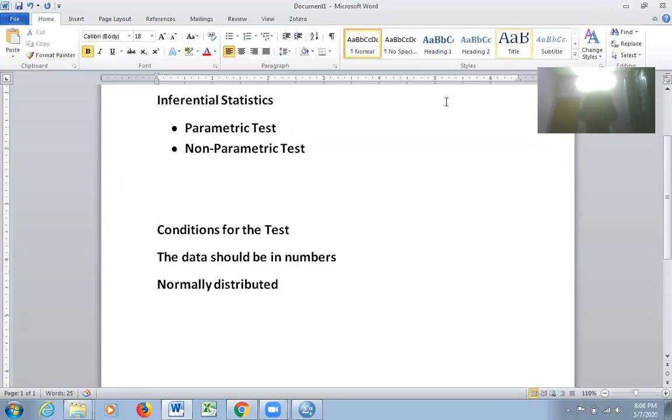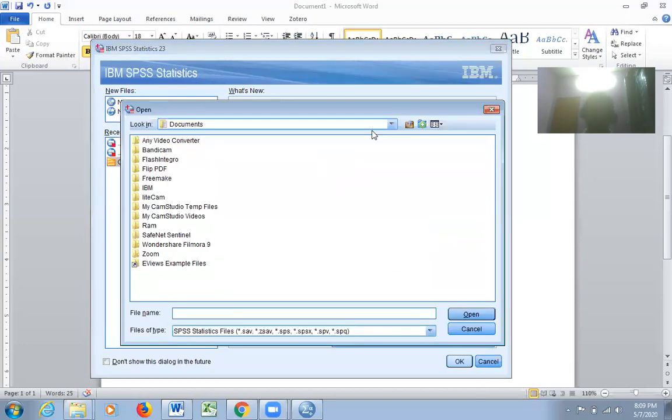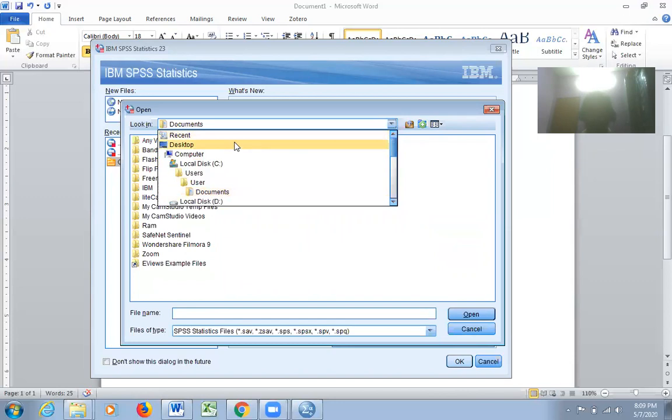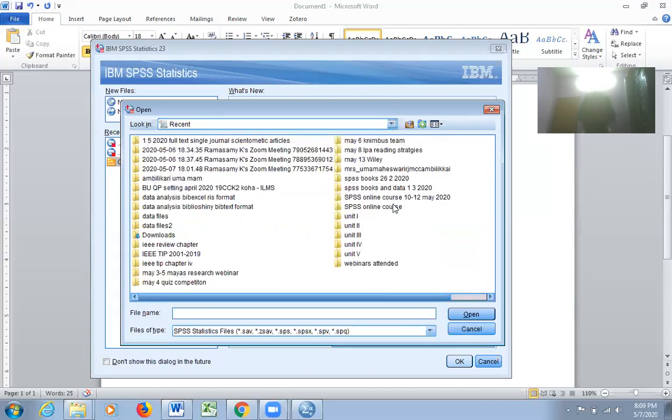Fine. So let me go to SPSS. It asks whether you want to have new data or you want to work on old data. I select here open another file. In the recent file column, I select open another file, click on OK, and it asks where is the file. So I go to the desktop where I have kept all my files. SPSS online course.